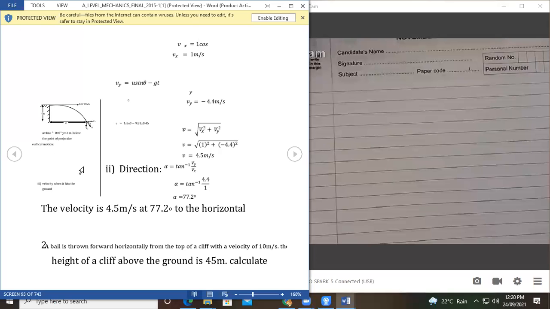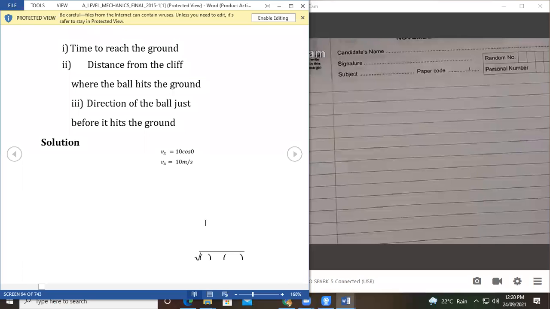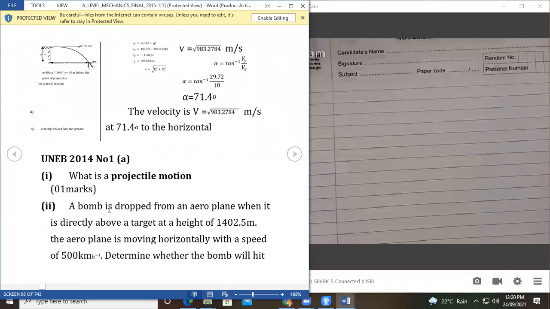What is the time? Okay, you will do it. I believe everyone can do that. Now, in case they were asking for the velocity with which it was going to hit the target.